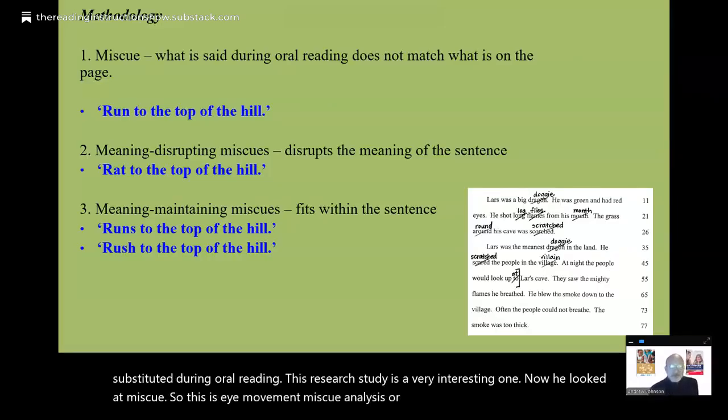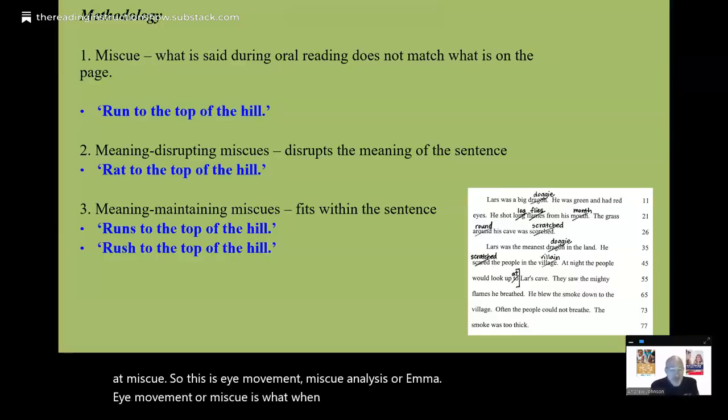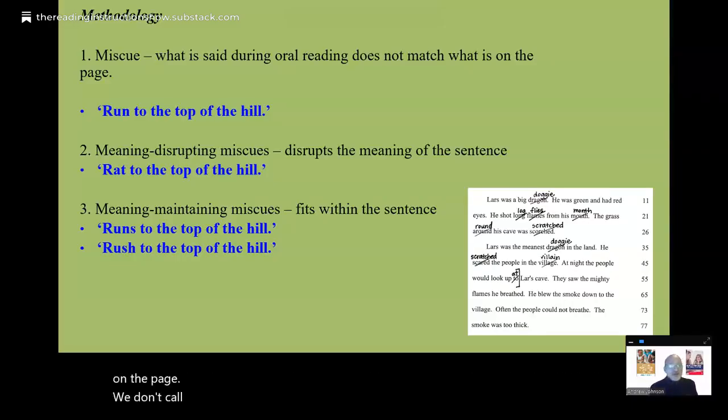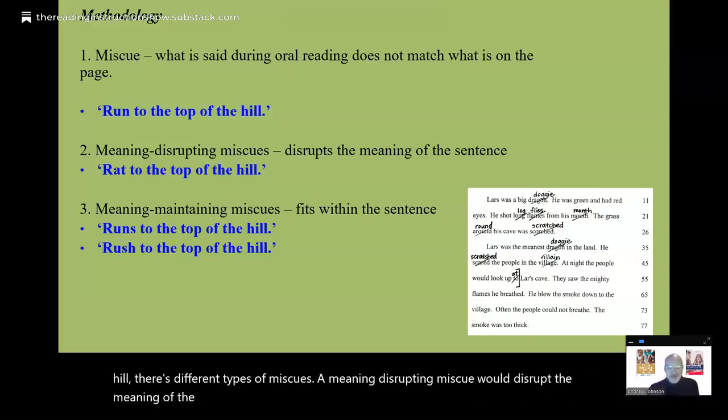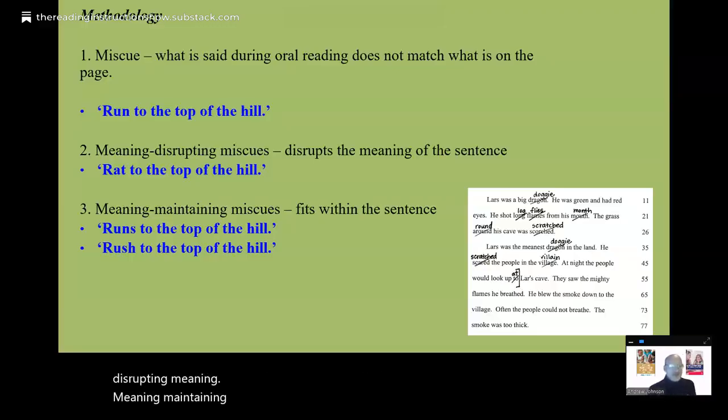A miscue is when what is said during oral reading doesn't match what's on the page. We don't call that an error. We call that a miscue. Now, if the sentence is "run to the top of the hill," there are different types of miscues. A meaning disrupting miscue would disrupt the meaning of the sentence. "Rat to the top of the hill." That doesn't make any sense at all. That is disrupting meaning.